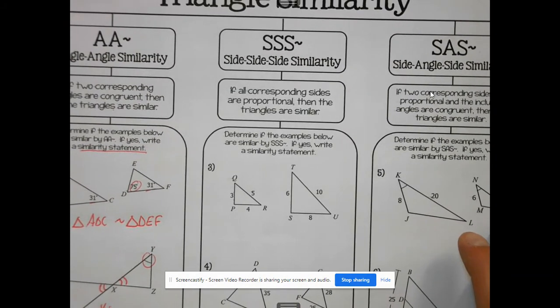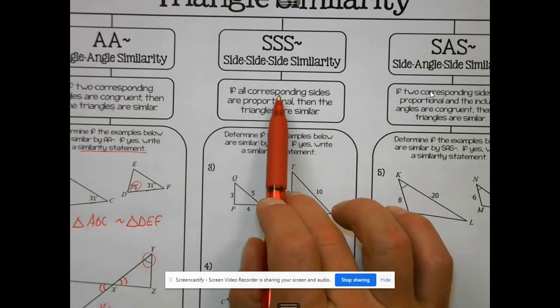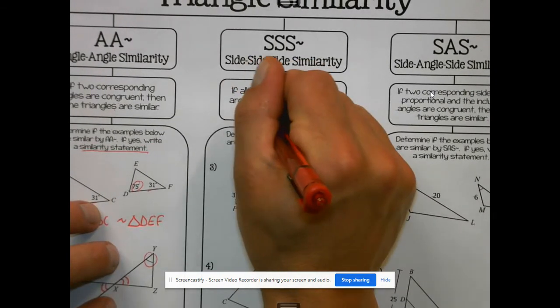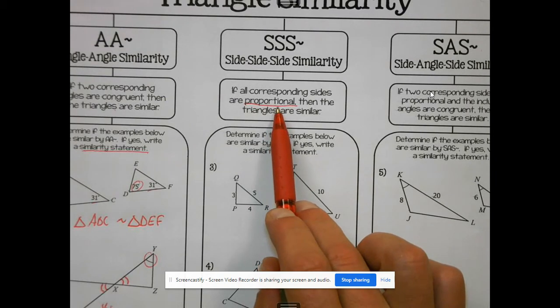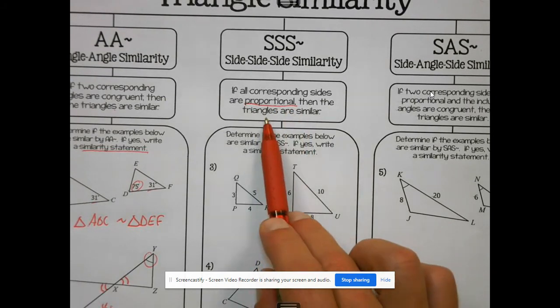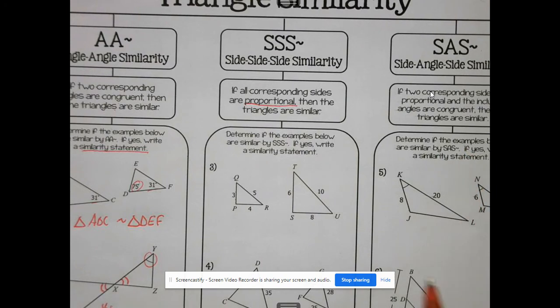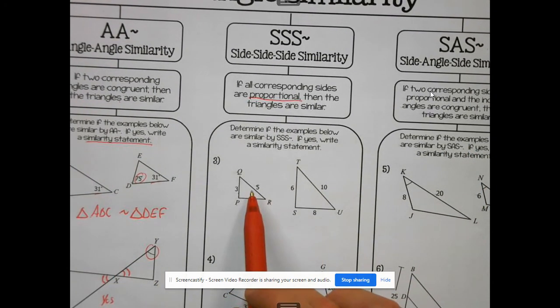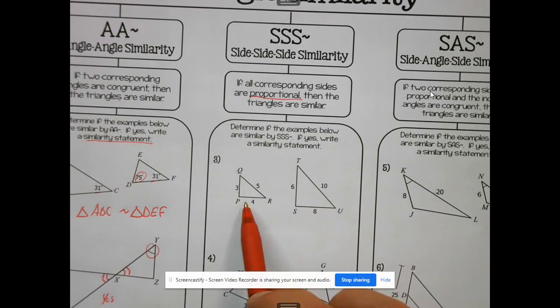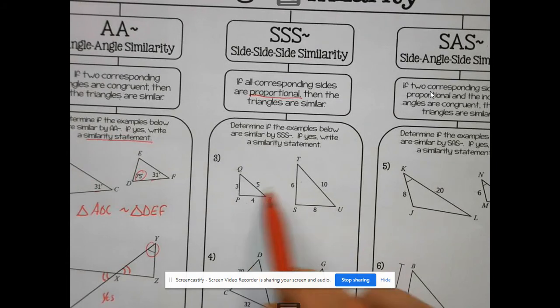All right, the middle one, side, side, side. It says if all corresponding sides are proportional, which means they all reduce to the same thing or are in the same scale factor, then the triangles are similar. When you look at this one, it's kind of tough to figure out how it matches up, but I would go small to small, medium to medium, big to big.